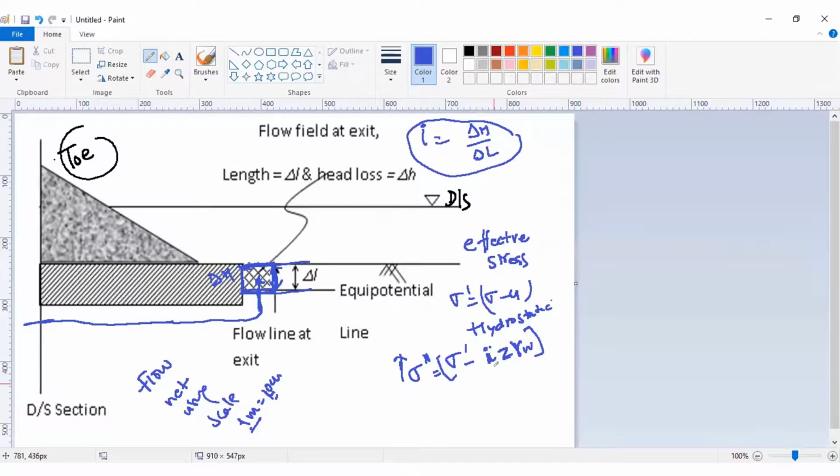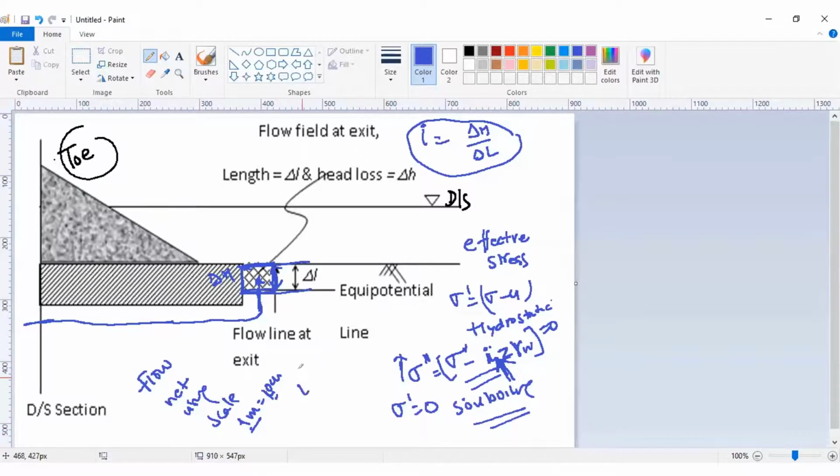Now I need to check here. You know that if I see this equation, if you keep increasing I, what will happen? A situation will arise when this effective stress becomes 0. Is it not? Because the effective stress is the total stress minus I z gamma W, and when the value of I is increased, the effective stress becomes 0. This is the critical condition for soil boiling, and you need to understand this.